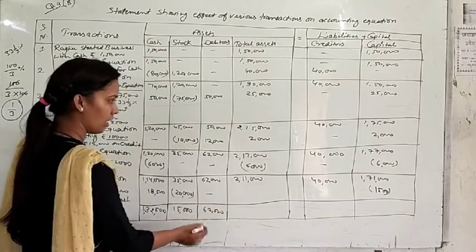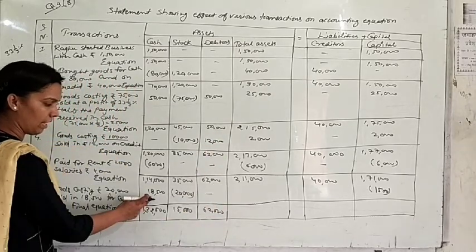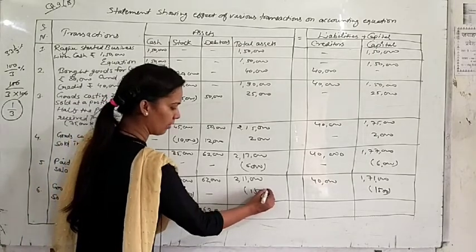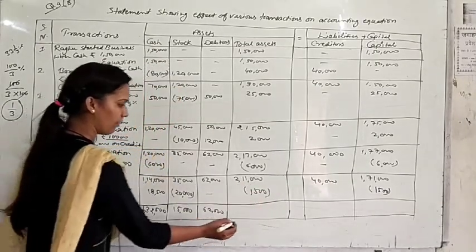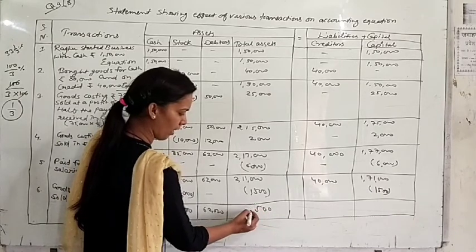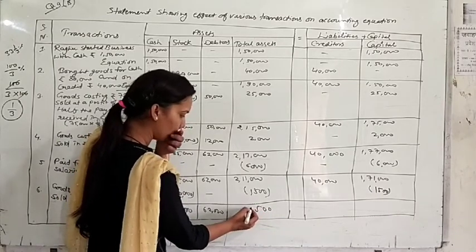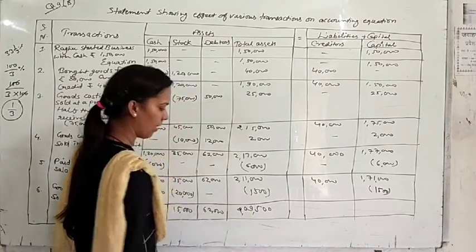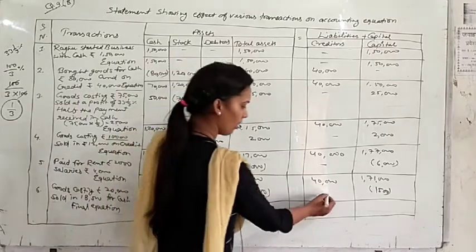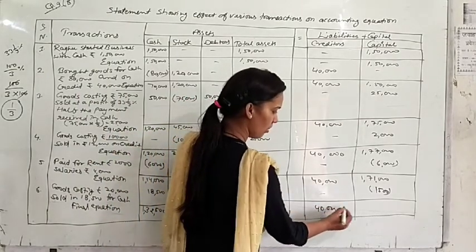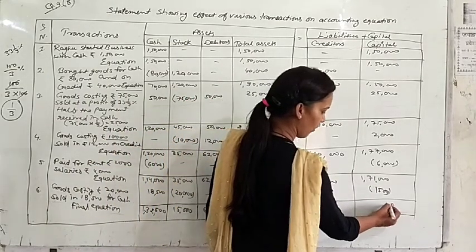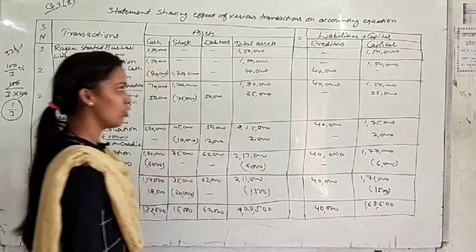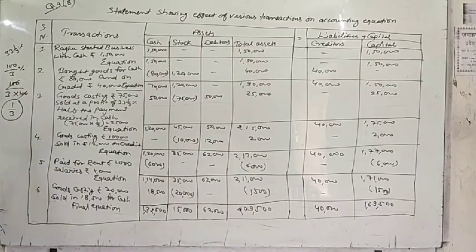62,000. Yes, but before it, effect on total assets. 18,500 minus 20,000, it means minus 1,500. So 211 minus 1,500, it is 2,09,500. Creditors will be 40,000. 171 minus 1,500. It will be 1,69,500. So match your final equation.